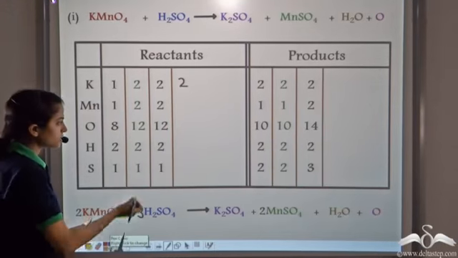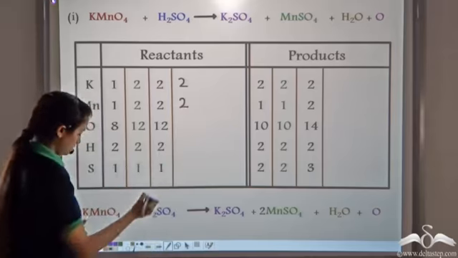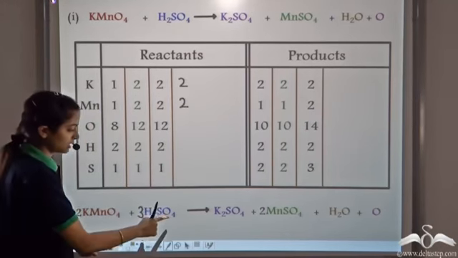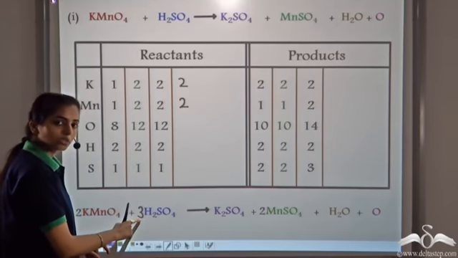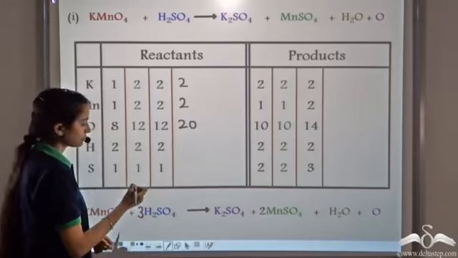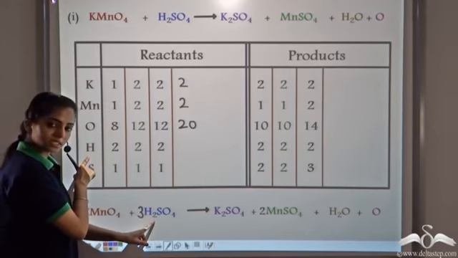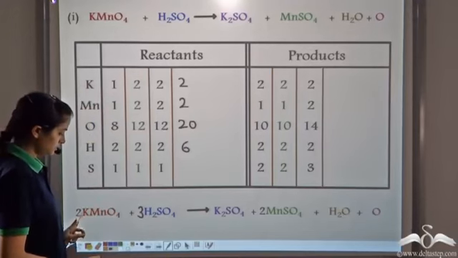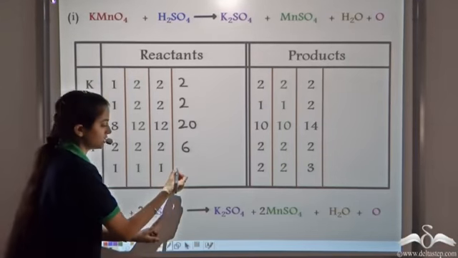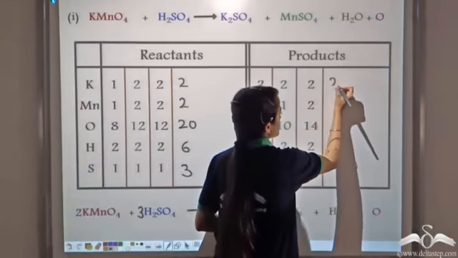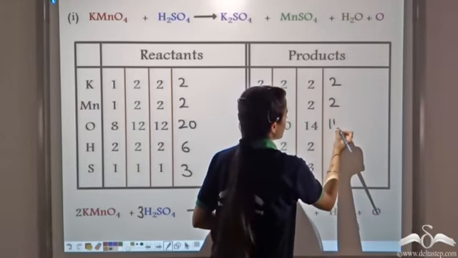When we take 3 molecules, we get 2 potassium atoms, 2 manganese atoms, then we have 4 2s are 8 plus 12, so 12 plus 8, 20 oxygen atoms. Then we have 3 2s are 6 hydrogen atoms. And then we have 3 into 1, 3 sulfur atoms. We have not made any change on the product side, so these numbers remain the same.